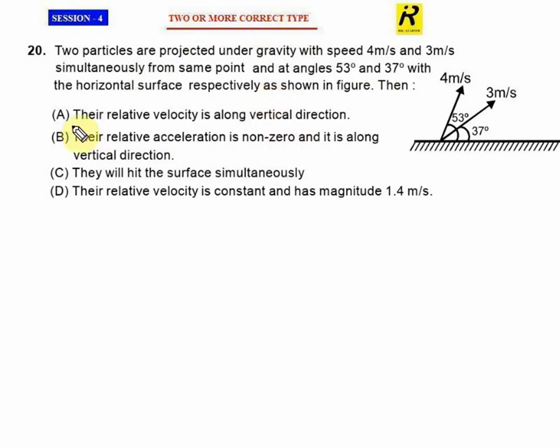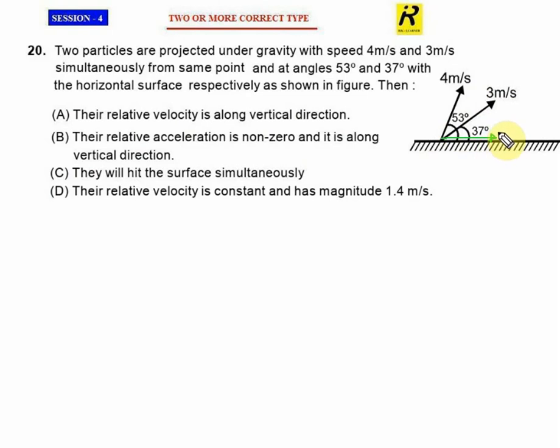So let us check which options perfectly hold for the situation. Now they are asking whether their relative velocity is along the vertical direction. So let me check this option first. For this circumstance, I simply split the two velocities of the particles. Here they are given 4 and 3. So now I split them in the horizontal direction.